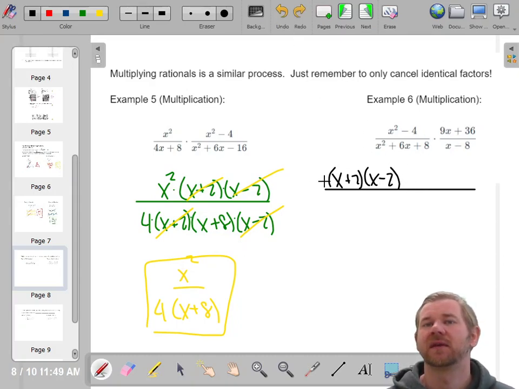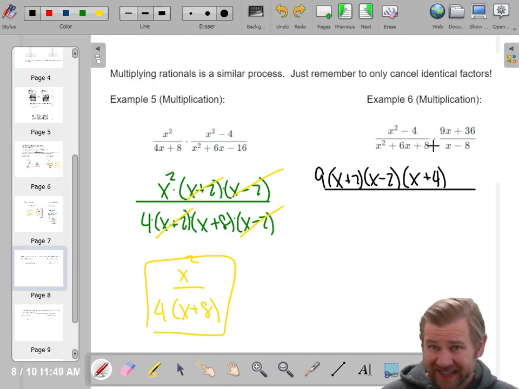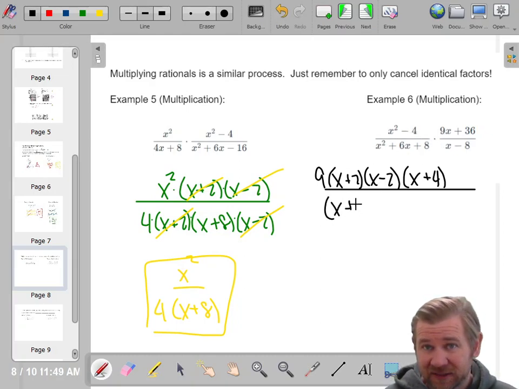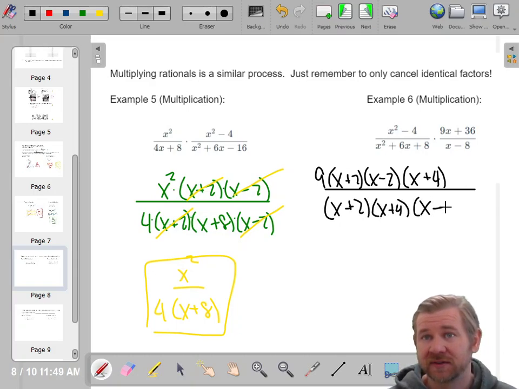GCF is 9. I'll put the 9 out front. x plus 4. Generally, we put the coefficients out front, but 9 times x plus 4 is the factor. What multiplies to 8 and adds to 6? x plus 2, x plus 4. And then the last factor is x minus 8.